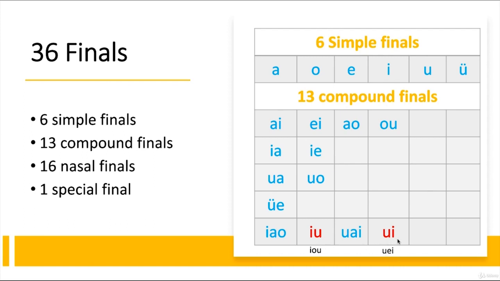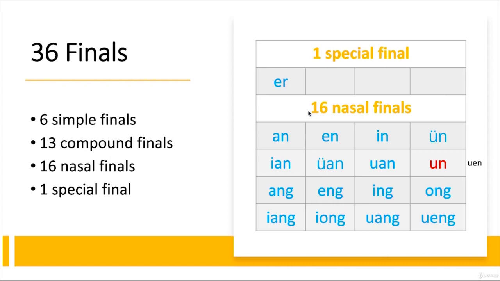The third group is nasal finals. There are 16 of them. They are An, En, Yin, Yun, Yan, Yuan, Wan, Wen, Ang, Ong, Yang, Yong, Wang, Weng. And the last group is the special final. There's only one of it.